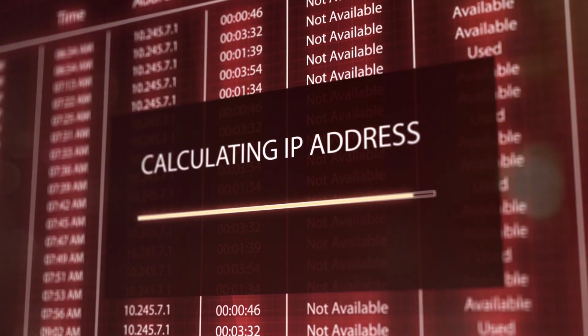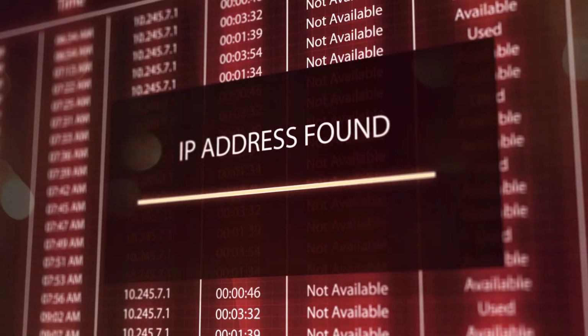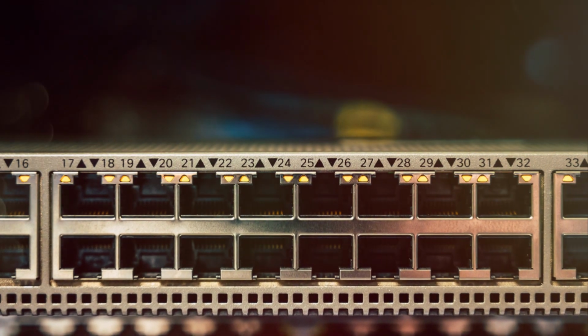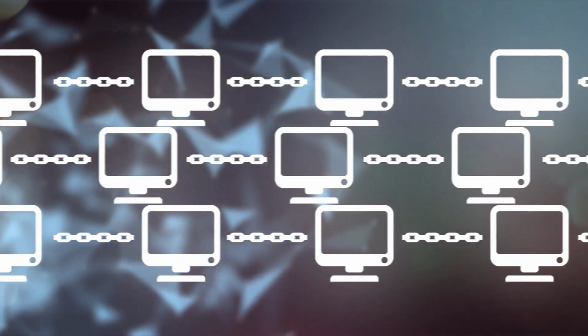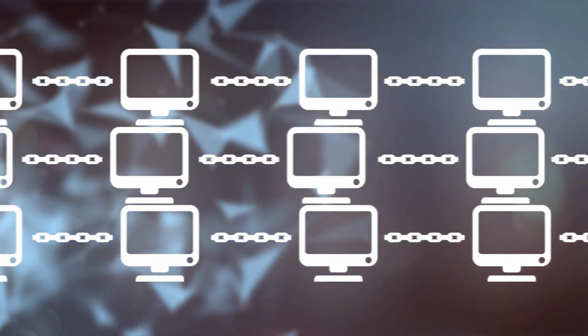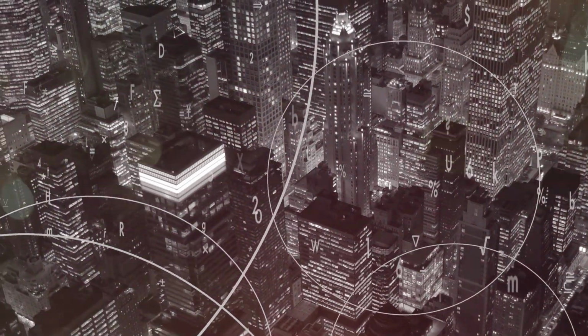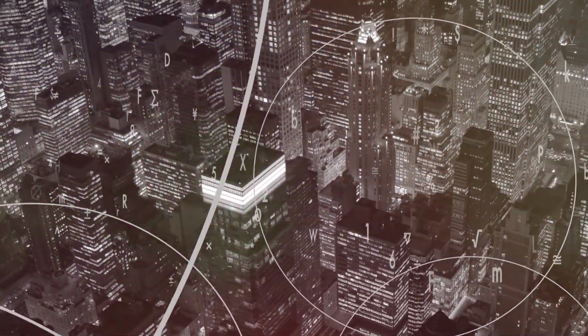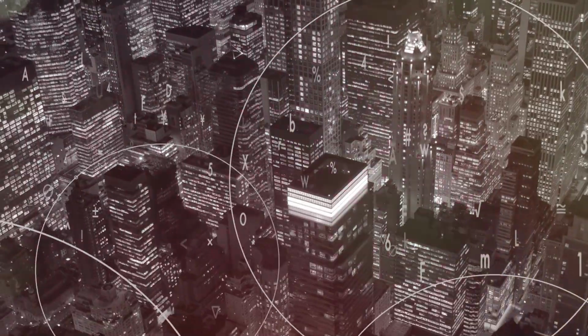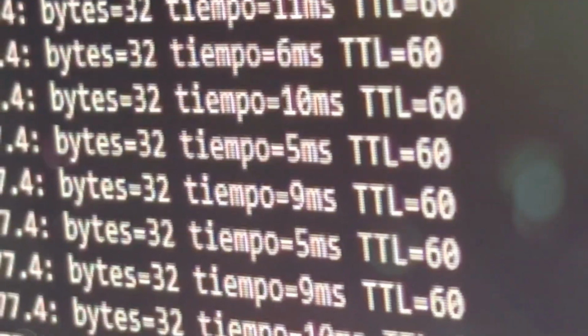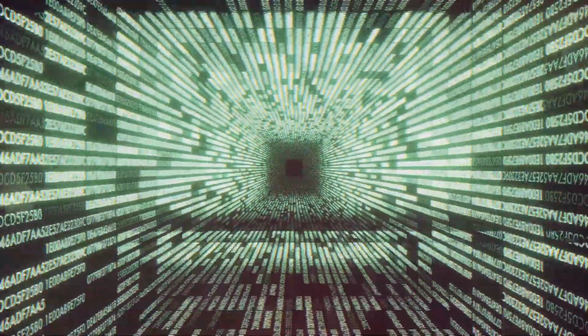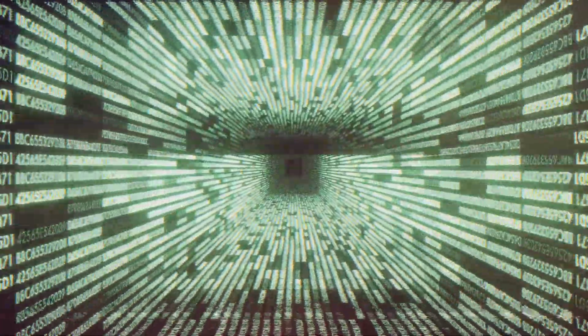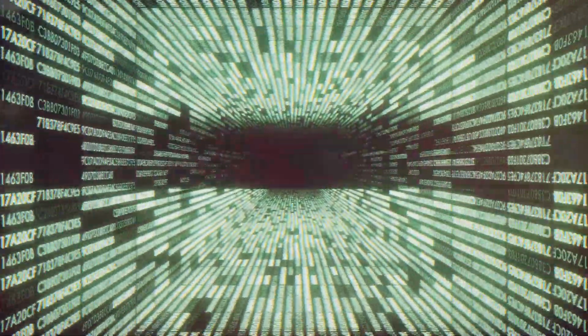Next, we have IP addresses, which stand for Internet Protocol addresses. These are like your computer's ID card on a network, allowing it to communicate with other devices on the internet or a local network. Think of the internet as a massive network of roads, and each device connected to it needs a unique address to send and receive data. That's where IP addresses come in. They ensure that data packets, which are like little envelopes of information, reach their intended destination.